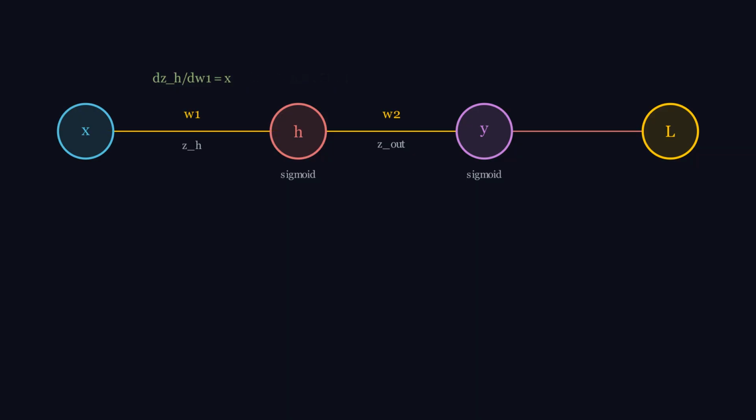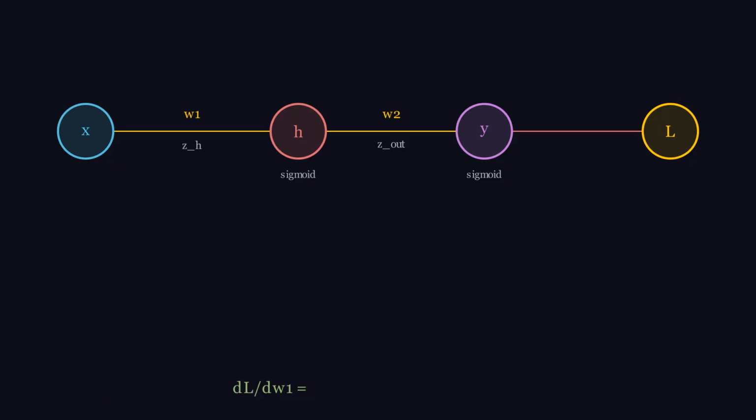Derivative with respect to the weight matrix W1 is the variable x. Pause here. Look at what just happened. Every factor came from quantities the network already computed during the forward pass. Nothing new, just multiplication, walked backwards.